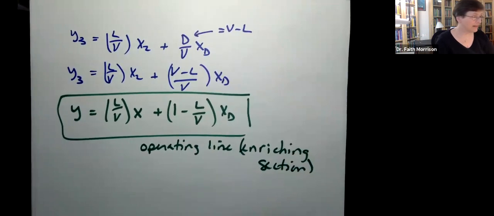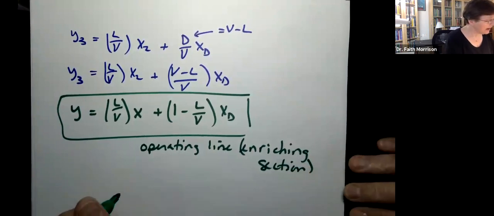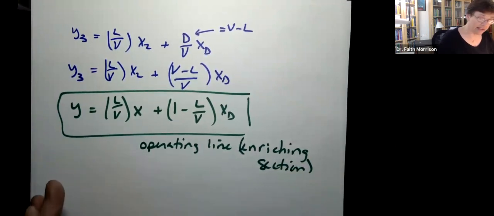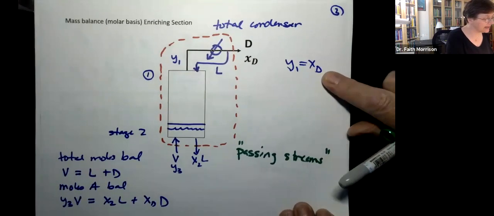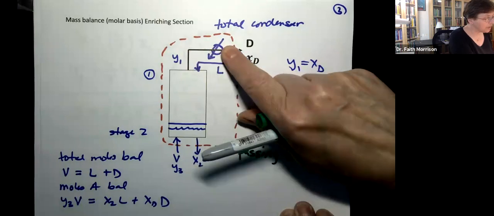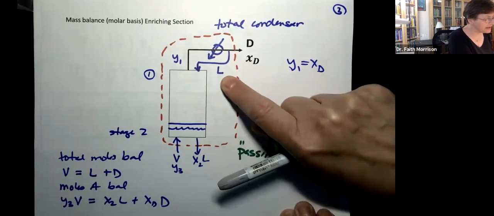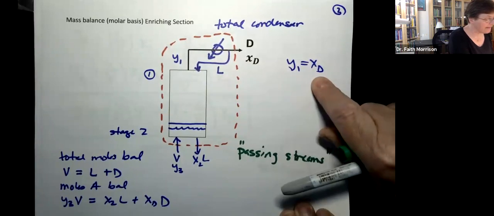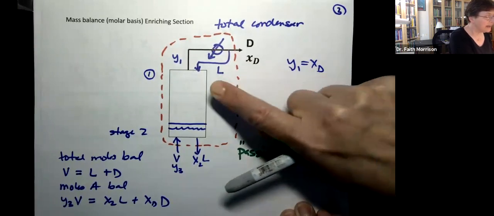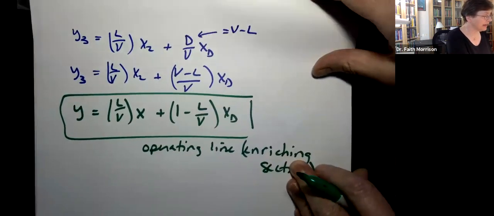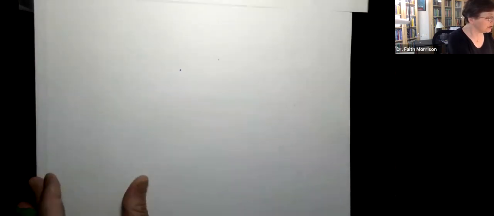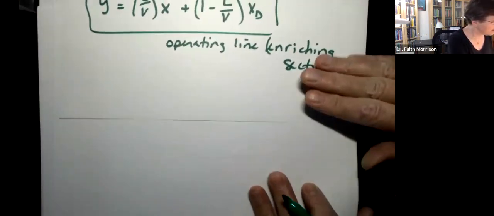Now let's notice that this passes through the point y1 equals xD. So let's try that. We talked about the fact that here at the top with the total condenser, because we totally condensed this stream, which was a vapor, into this liquid stream, which we labeled as having a liquid phase composition of xD, they're actually equal to each other because of this total condenser situation. So let's plug in that point. So there's our operating line.